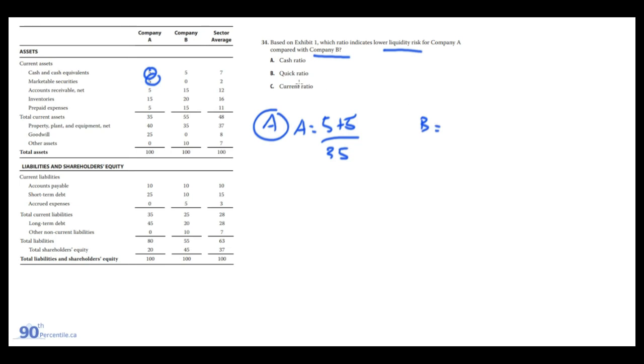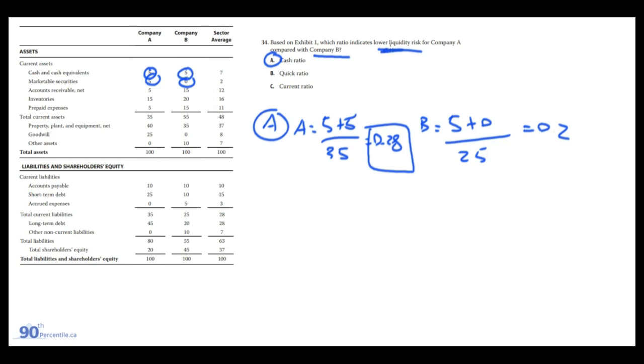And for B, it is 5 plus 0 over 25. So for B, this is going to be equal to 5 over 25, 0.2. And then for A, it's 10 over 35, which is 0.28. So we actually got lucky just going from top to bottom because this is actually the answer. We can see because the cash ratio is higher for company A, this indicates lower liquidity risk. So they have more cash on hand in order to fulfill their current liabilities, whereas 0.2 for B is lower, so they have less cash on hand. According to the cash ratio, company B has higher liquidity risk.